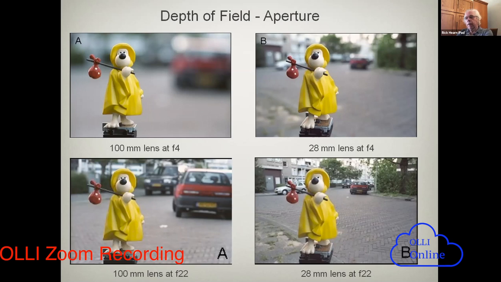How is it that the telephoto lens in the pictures on the left has the hobo the same size as the wide angle lens in the pictures on the right? Anybody got a guess? Yeah.